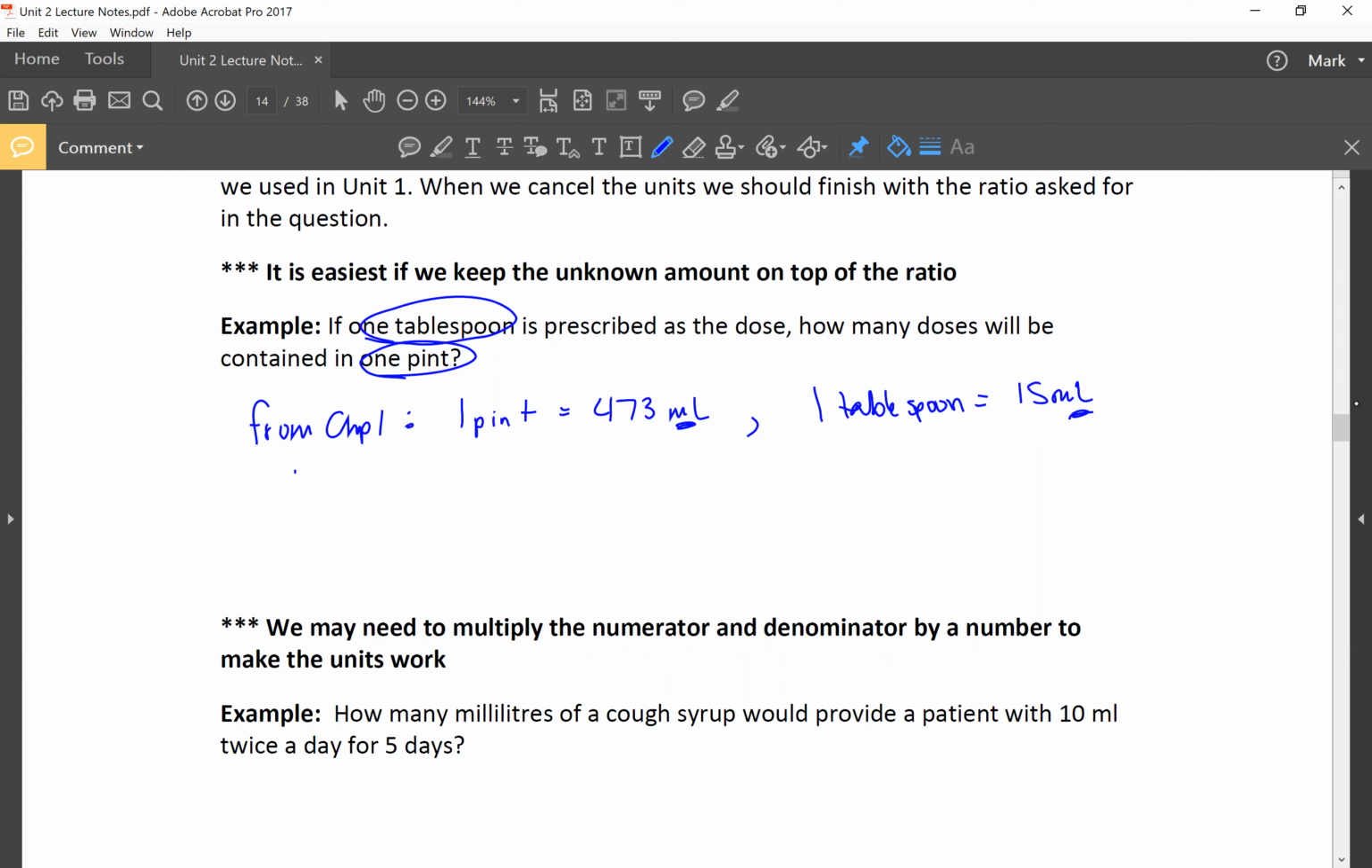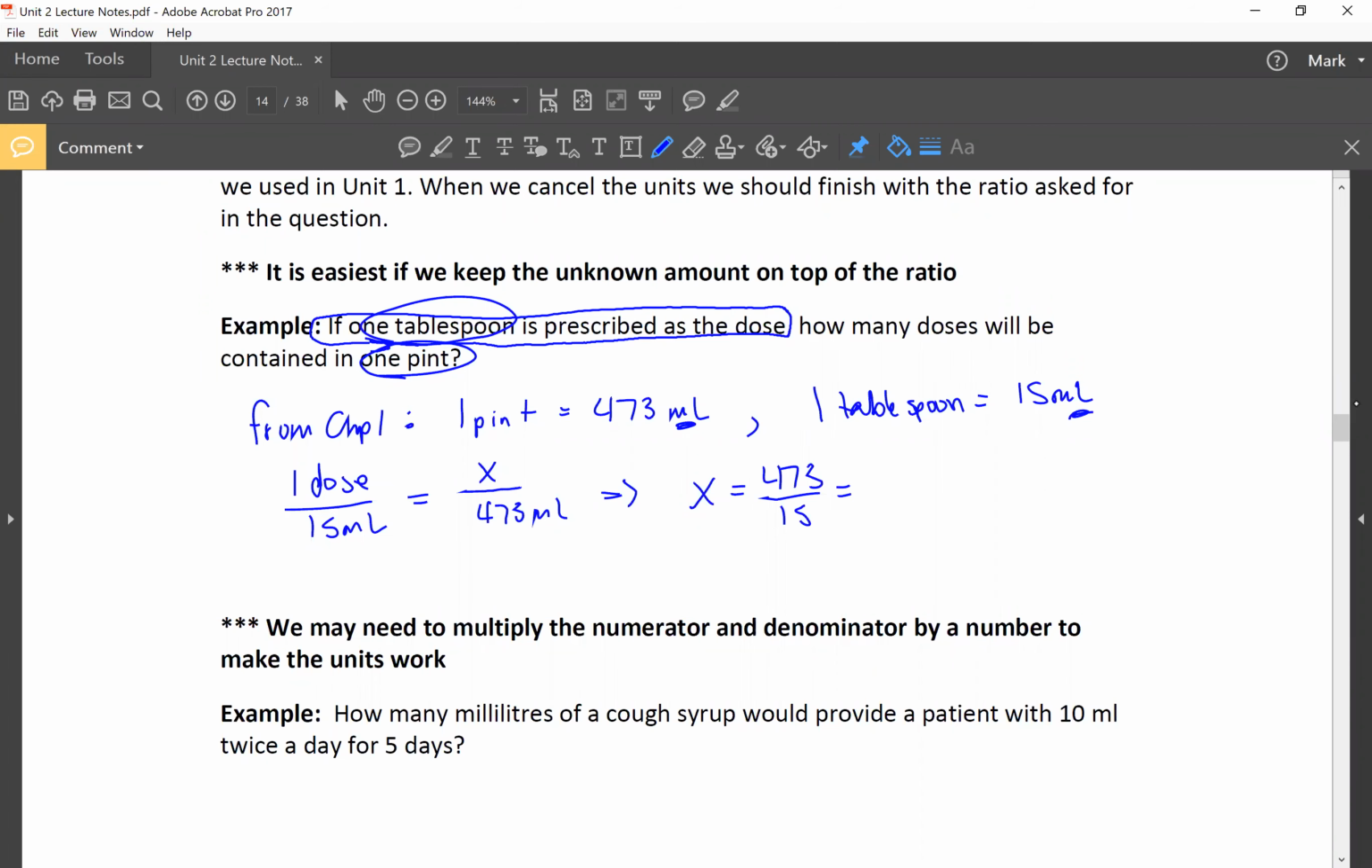So 1 dose is equal to 15 milliliters. Where did that come from? Well, 1 tablespoon is the dose. How many doses will be in 1 pint, which is 473 milliliters? So now I'm ready to solve this. What we end up getting is X would be 473 over 15, and you'll get your answer. 31 doses.